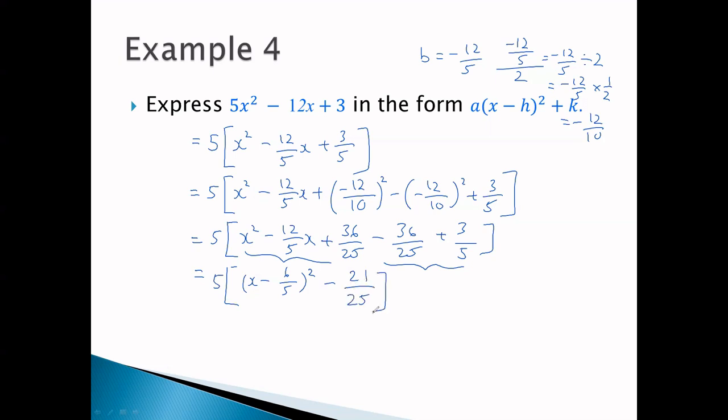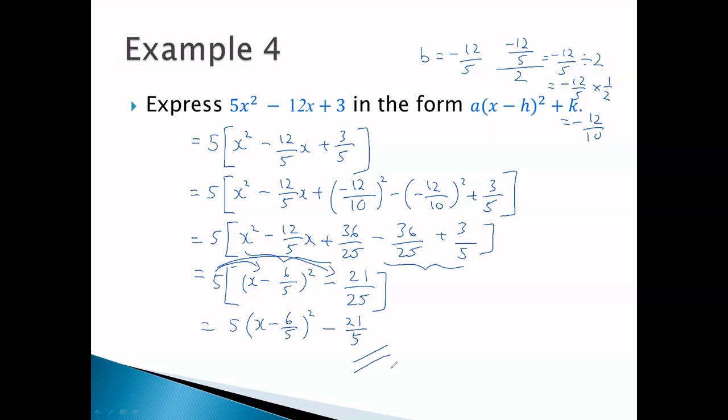But this is not over yet. Now, I factorized the 5 out just now, right? I have to expand it back. So what I'm saying is this 5 needs to times to this, and it needs to times to this as well. So there's nothing much to do for the first part. When you expand that, this just remains like that. You can't expand the 5 in. But 5 times negative 21 over 25, well, if you use a calculator, you will get minus 21 over 5. And there we go, we have completed a square.